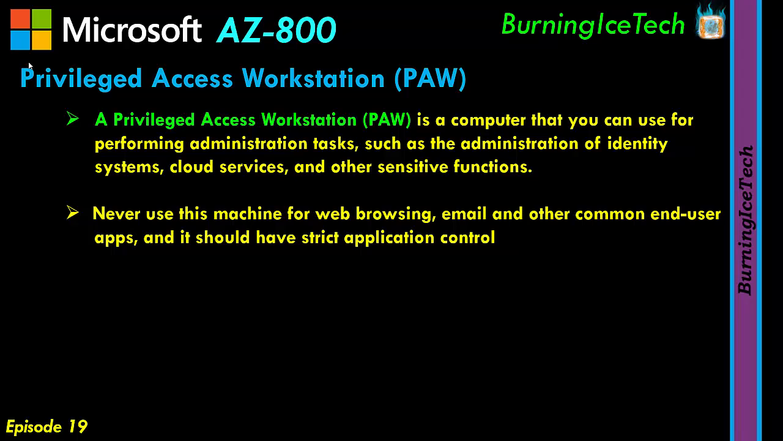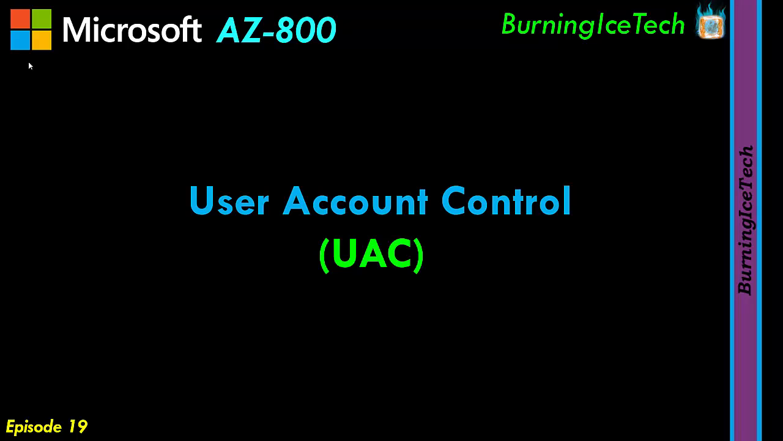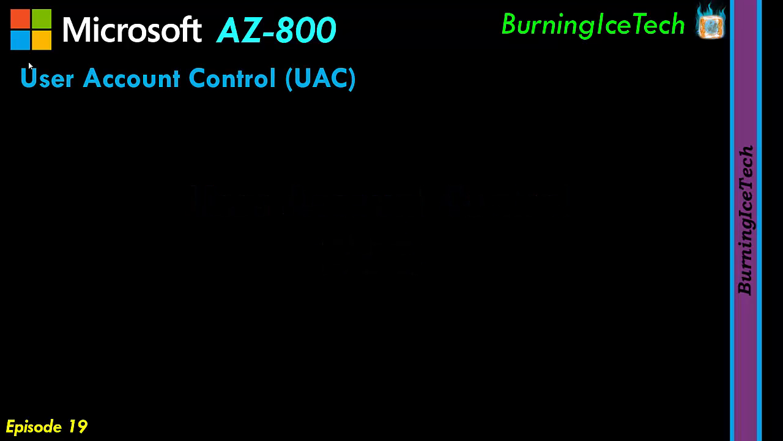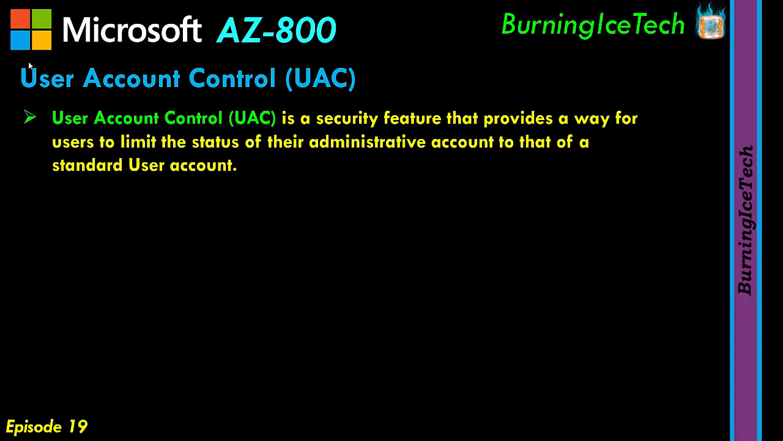So let's have a look at the fifth topic on that list, which was user account control. This is more commonly known by its abbreviation, which is UAC. Okay, user account control is a security feature that provides a way for users to limit the status of their administrative account to that of a standard user account. The whole idea with this UAC is not to allow people to just willy-nilly do whatever they want on a Windows machine. This, of course, includes your administrators.